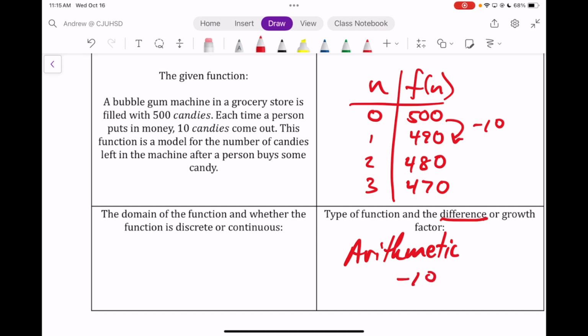The domain is not every number, not all real numbers here. If you look on your chart, these are whole numbers. So they start with 0 and they go up. In fact, they go up until basically the candy machine is empty. So we'll just say whole numbers for now. It would be discrete. We don't have in-betweens. There's no in-betweens on the number of people, and there's no in-betweens on the groups of 10 candies.